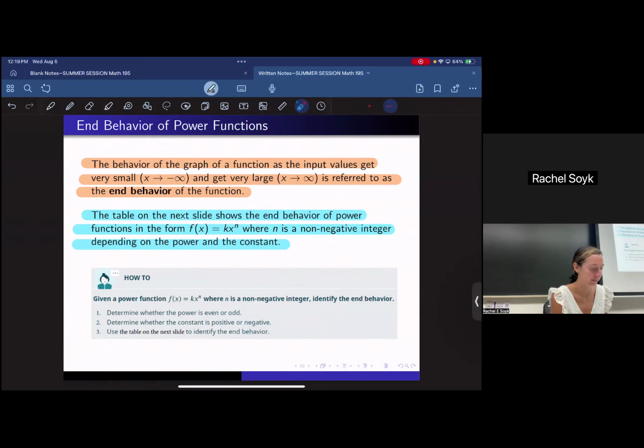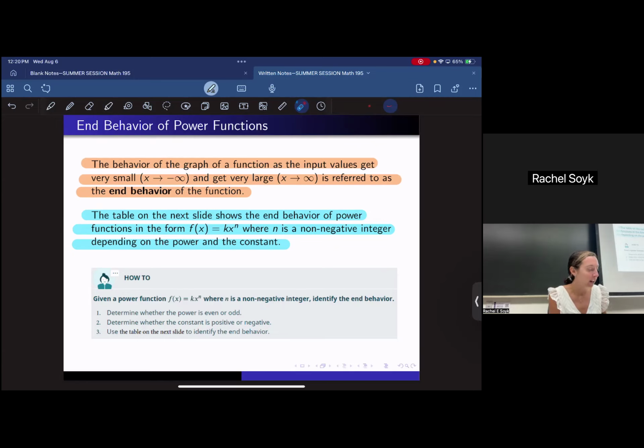The behavior of the graph of a function as the input values get very small, x to negative infinity, and get very large, x to infinity, is referred to as the end behavior of the function. Good. Blue? The table on the next slide shows the end behavior of a power function in the form of f of x equals kx to the power of n, where n is a non-negative integer. Yep. Depending on the power and the constant.